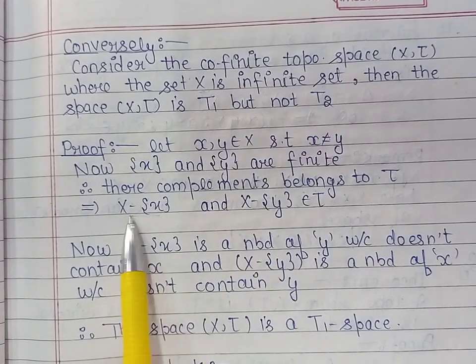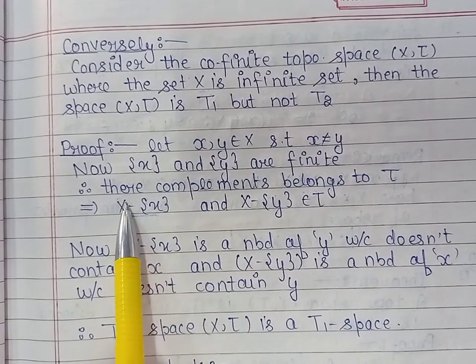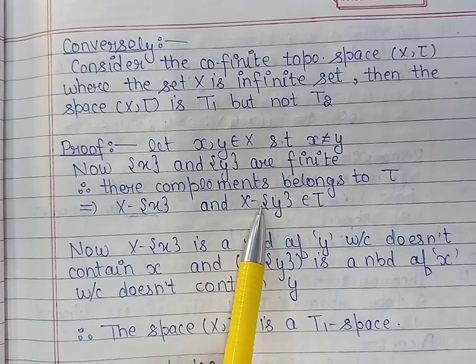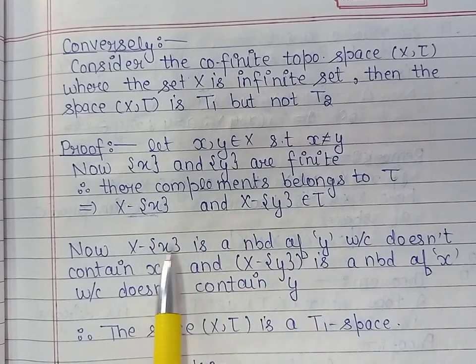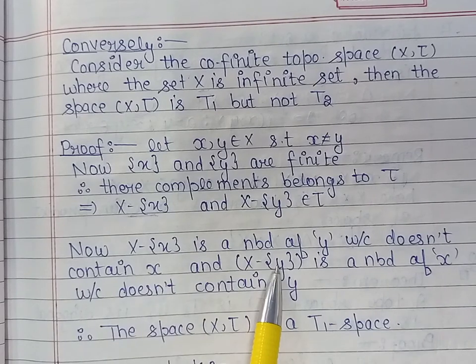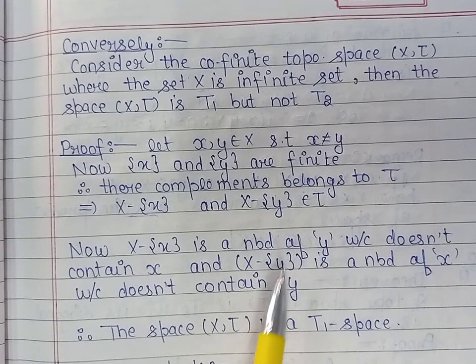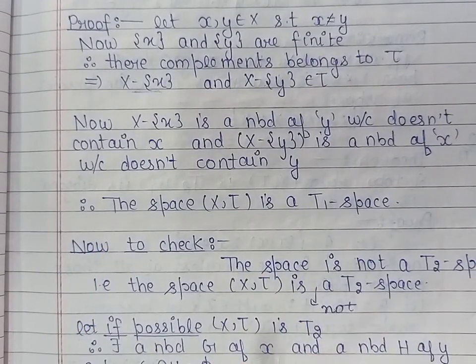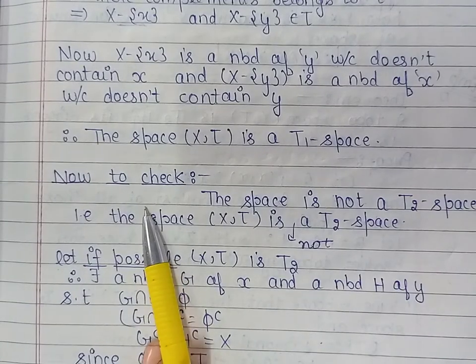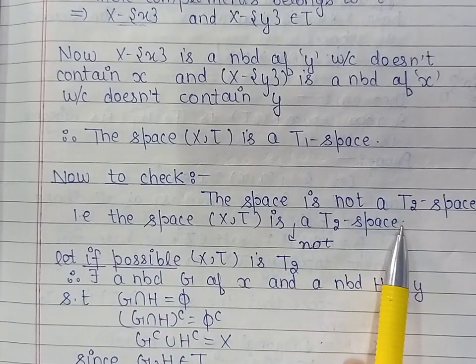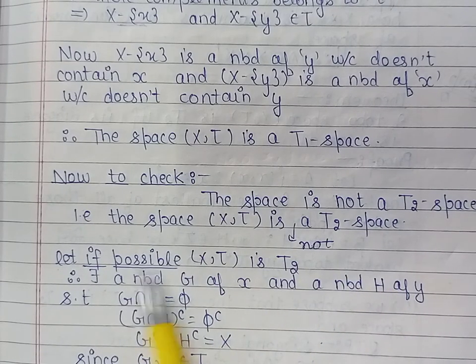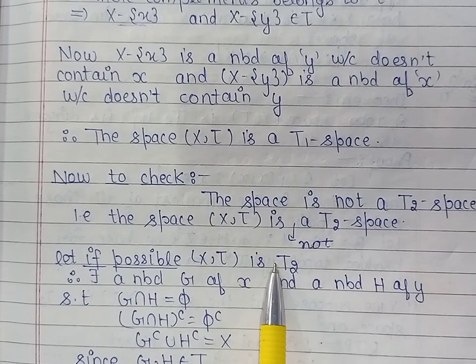Now X minus singleton X is a neighborhood of Y and it does not contain X, and this is a neighborhood of X which does not contain Y. So we have obtained a neighborhood of Y which does not contain X, and a neighborhood of X which does not contain Y. So by definition the topological space is a T1 space. Now next we show that this space is not a T2 space. Let us prove it by contradiction. Suppose, if possible, this topological space is a T2 space.